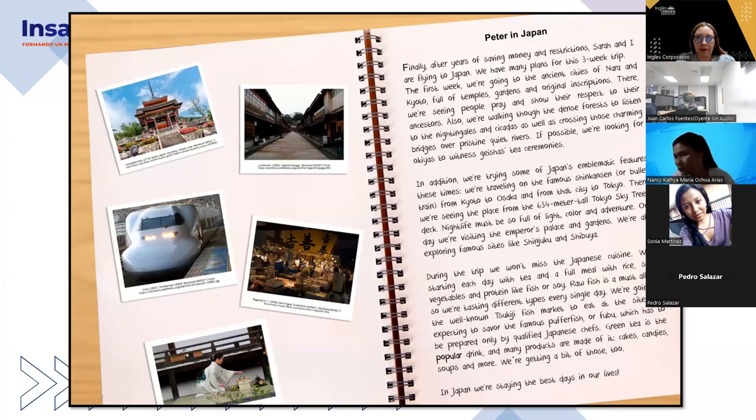All right, here we have. Me dicen si se puede ver bien esta parte de acá. All right, so we're going to read about Peter in Japan. Okay, we're going to read about Peter in Japan. Para cada párrafo ocupamos a dos personas. Okay, porque son como párrafos generales. So we're going to do two, two, and two.